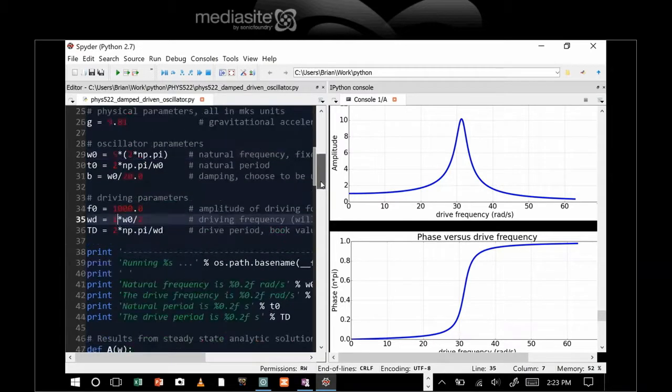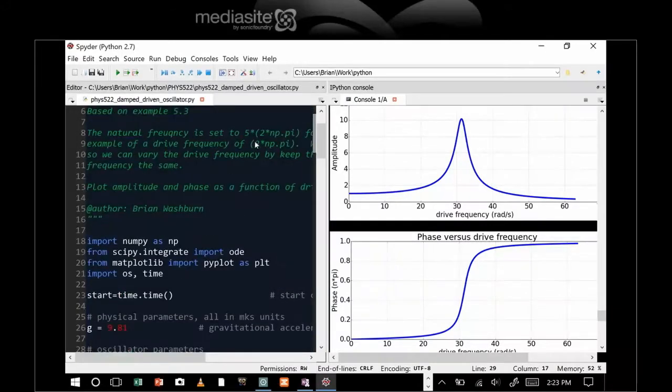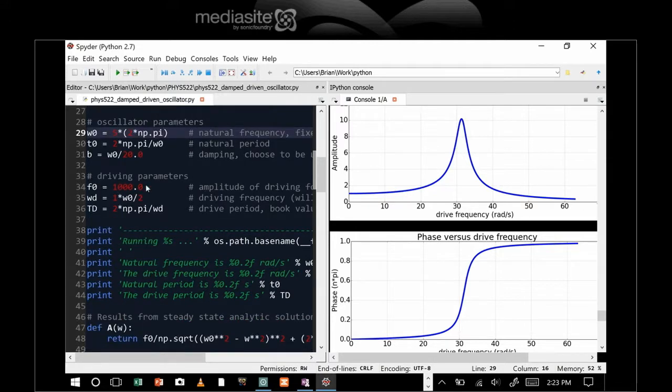Now, let me give some parameters in this program. I fix the natural frequency to 5 times 2 pi. Why do I do that? Your book has an example 5.3, and I'm using those numbers from your book. So I fix the natural frequency, and thus I have a natural period. Your book also has a choice: underdamped, overdamped, or critically damped. Your book uses the underdamped situation.